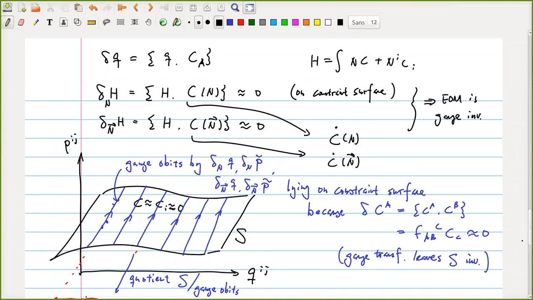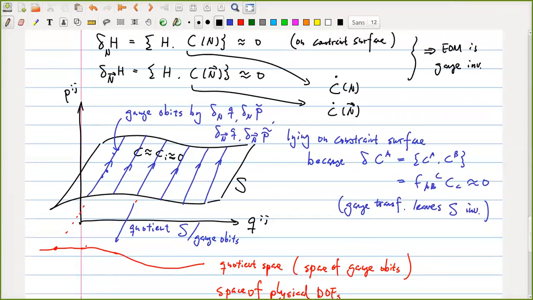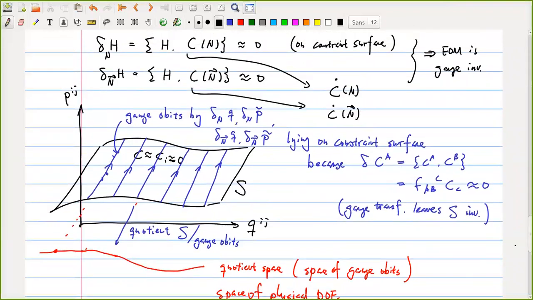So the constraints generate Hamiltonian flows, and those Hamiltonian flows are the gauge transformations. Those orbits, what I'm drawing, are just the Hamiltonian flow. And then you take the quotient by the orbits, and you get the reduced phase space.